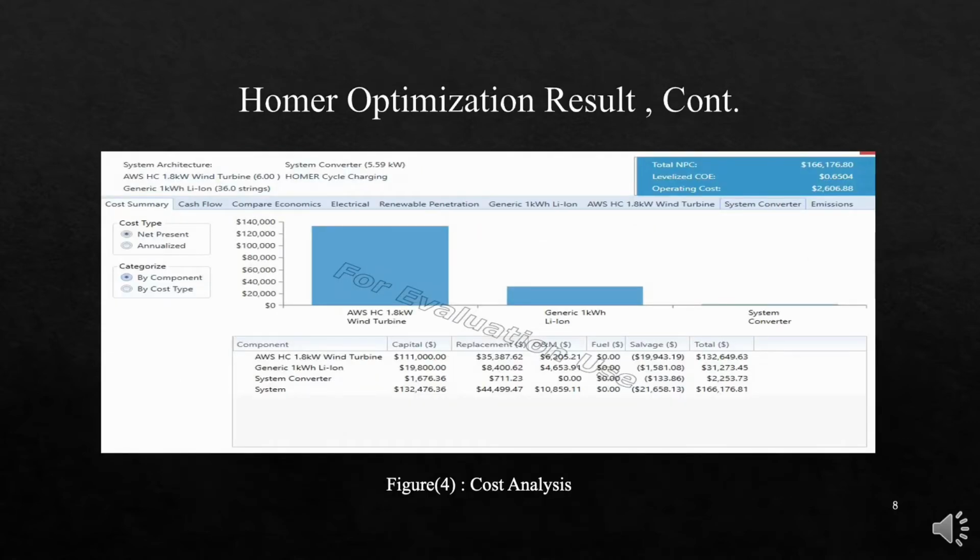Now let's talk about the cost analysis from the HOMER optimization result. The total NPC is $1,66,176, as the capital cost of the wind turbine and battery is quite high. So here NPC is quite high. The levelized cost is 0.6504, which is quite normal compared to other types of systems. If we talk about the operating cost, it's only $2,606 per year. That is quite nominal compared to the other systems.